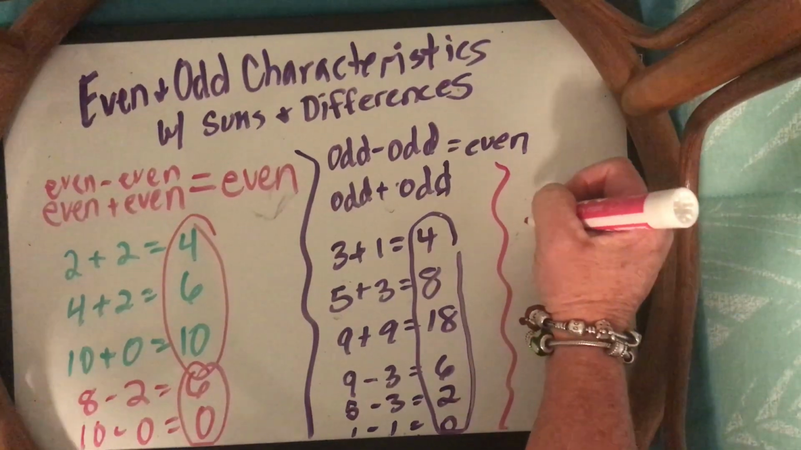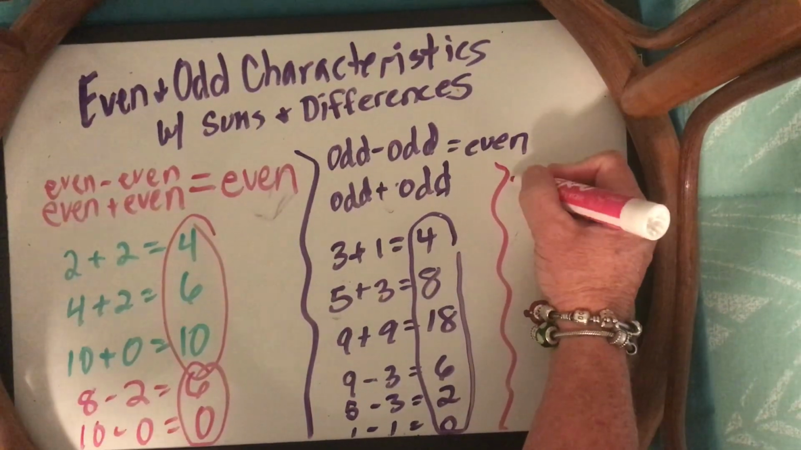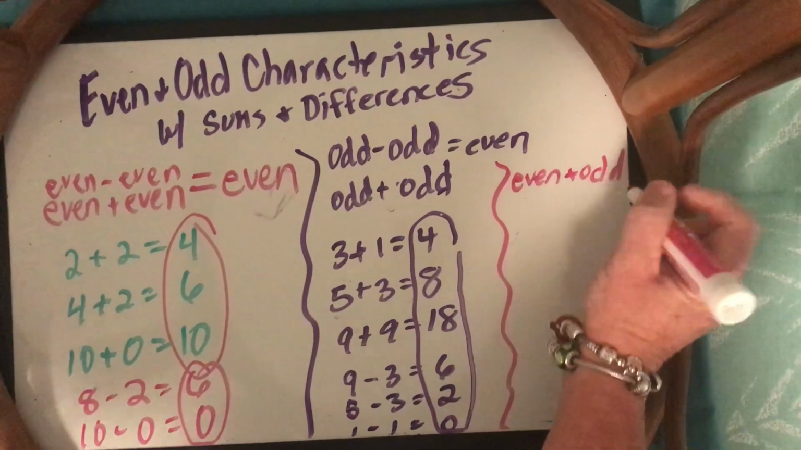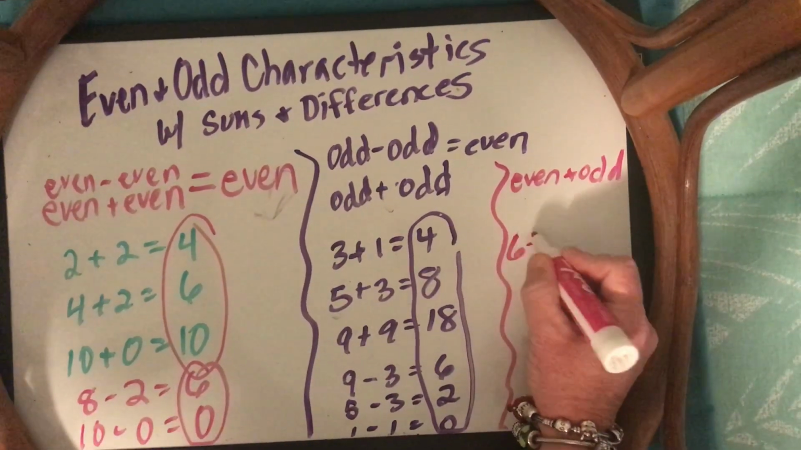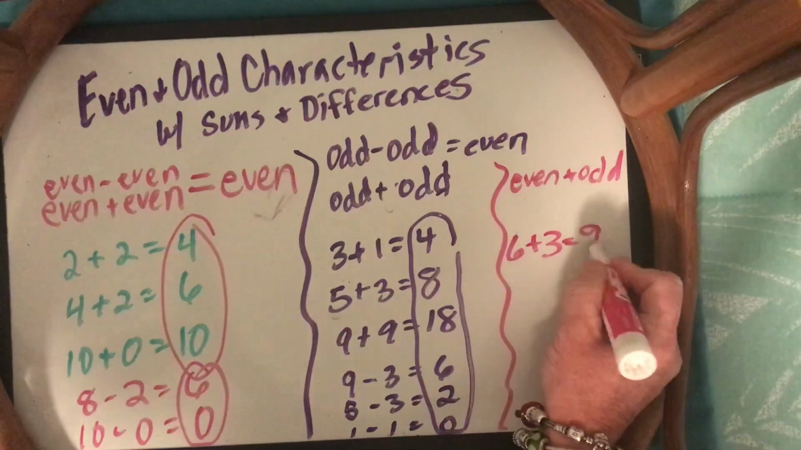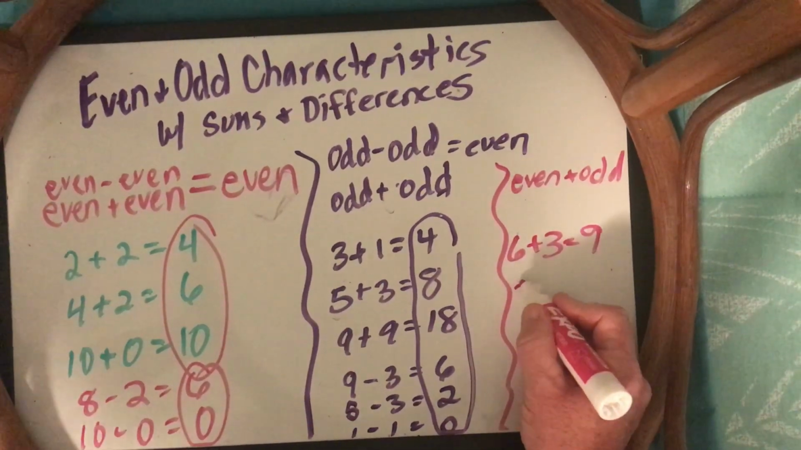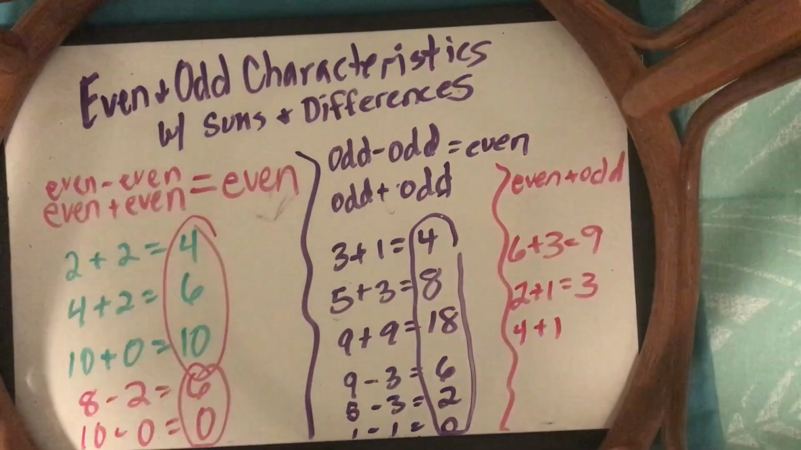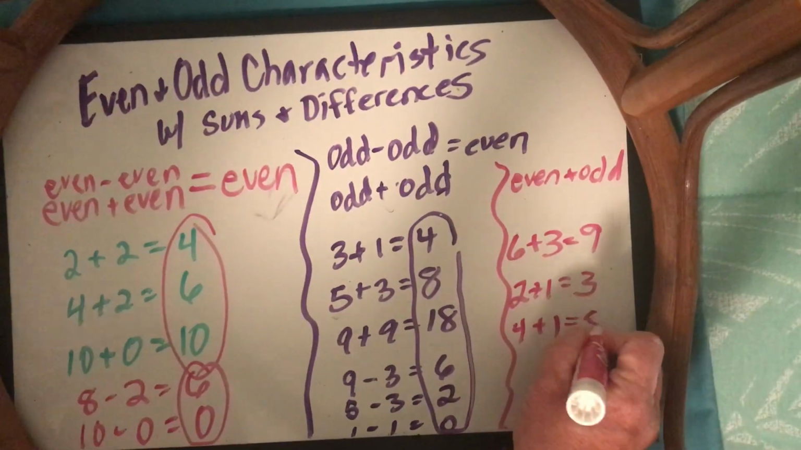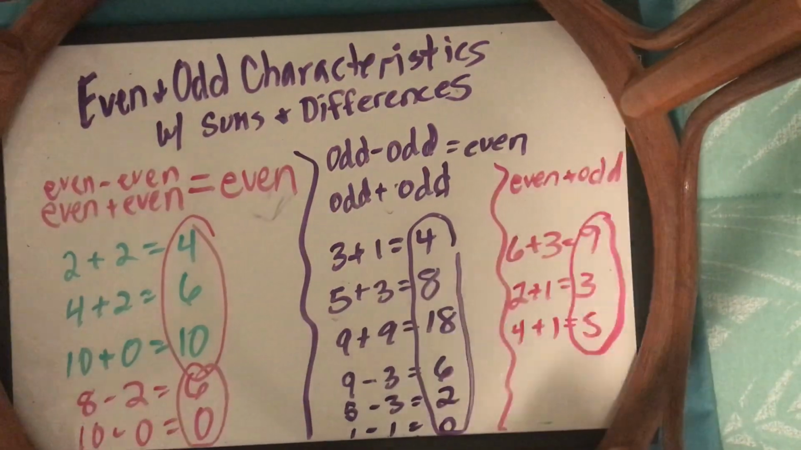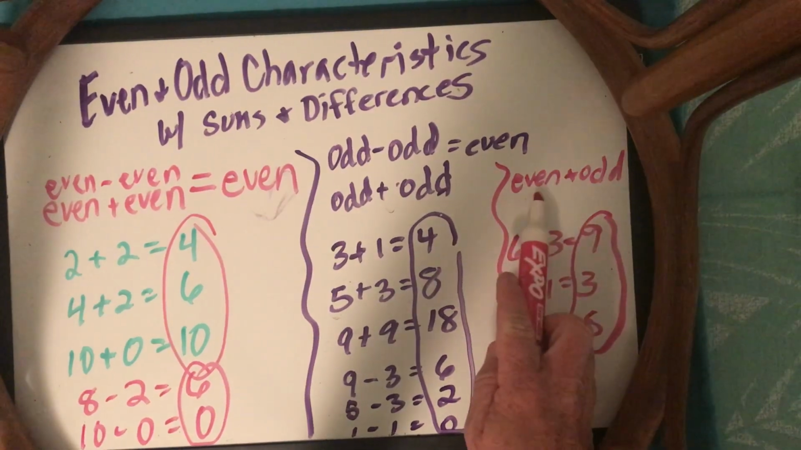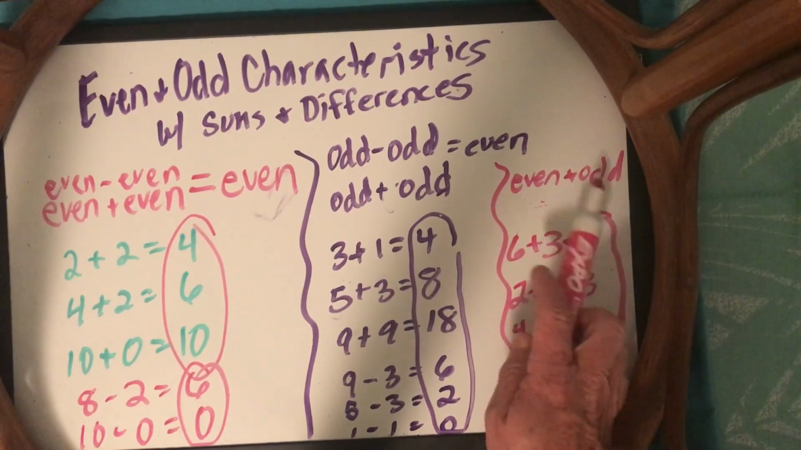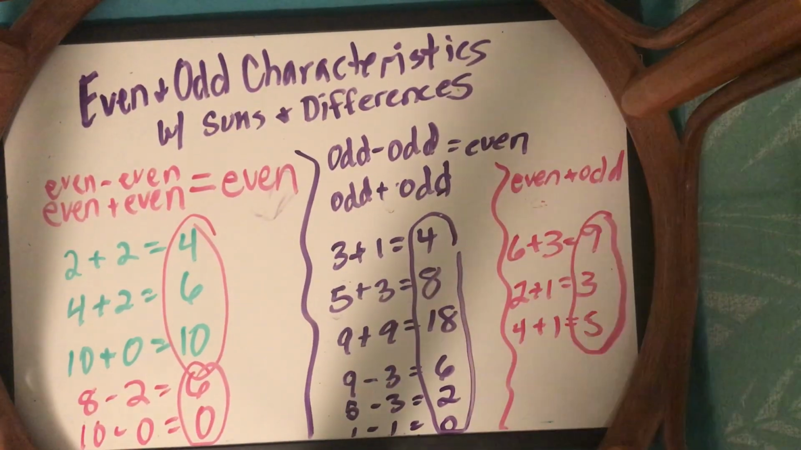Let's see, we did even and even, odd and odd, and then what about an even and an odd? Okay, so we do 6 plus 3. That's going to equal 9. Let's do a 2 plus 1. That equals 3. We do a 4 plus 1. That equals 5. All of these numbers are odd. Makes sense. Any even number, they all have partners. Odd numbers, there's one person left without a partner. You combine them, there's still going to be one person without a partner.